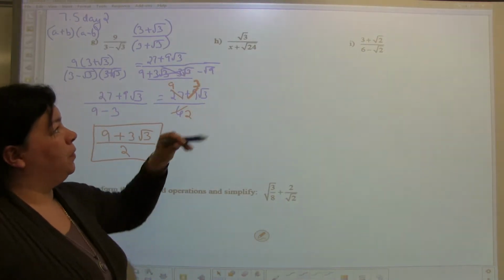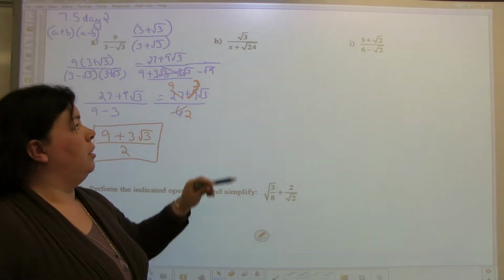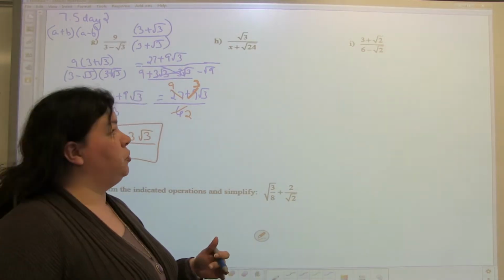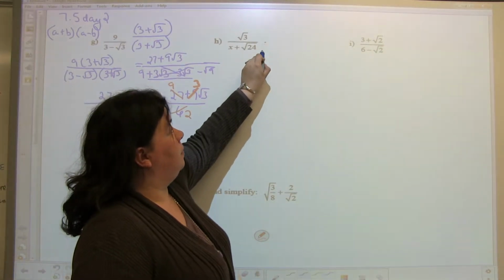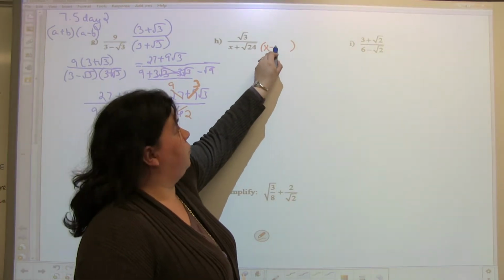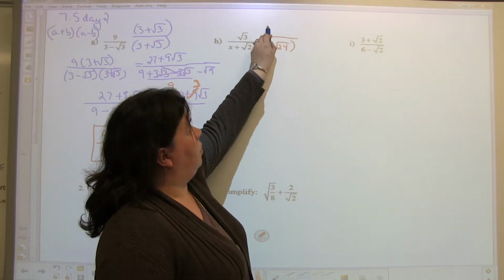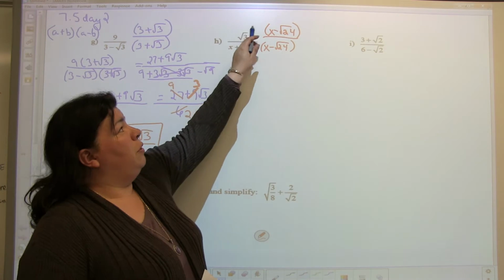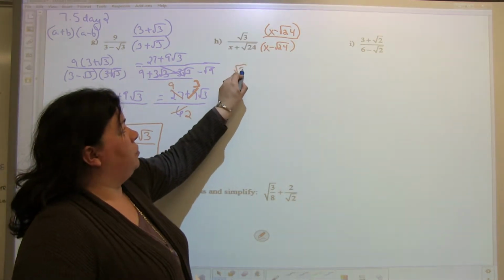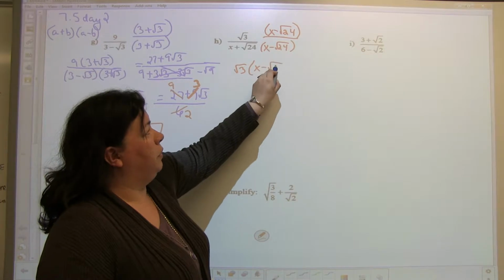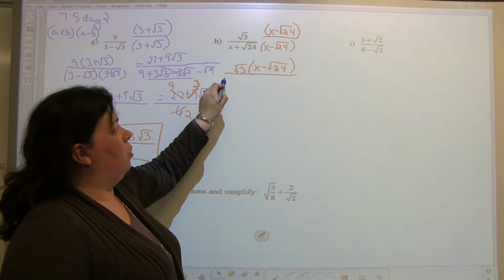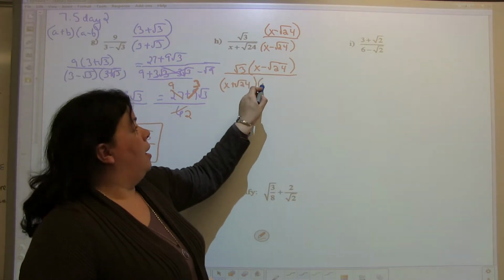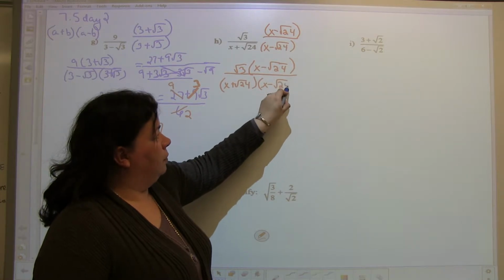And for problem H, our denominator is x plus the square root of 24. So because we have two terms, we want to multiply the numerator and denominator by the conjugate of x plus square root of 24, which is x minus the square root of 24. And you're going to multiply the numerator by that as well. So if we were to rewrite this, we would get the square root of 3 times the quantity x minus the square root of 24 all over x plus the square root of 24 times the quantity x minus the square root of 24.